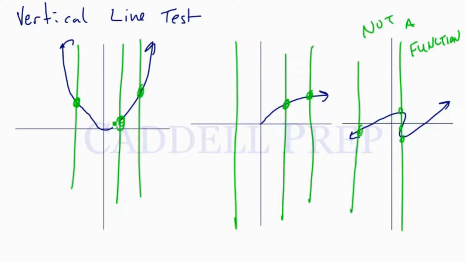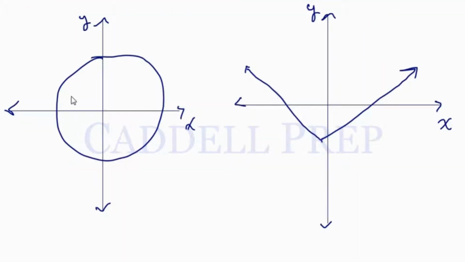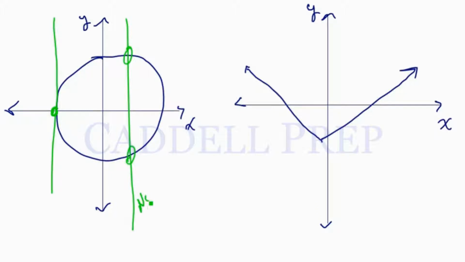So let's look at a couple more. Here we have the graph of a circle. We see if we draw a vertical line here, it intersects in one spot where it's tangent. But if we draw a vertical line here, for example, it intersects in 2 spots. So this one is not a function.